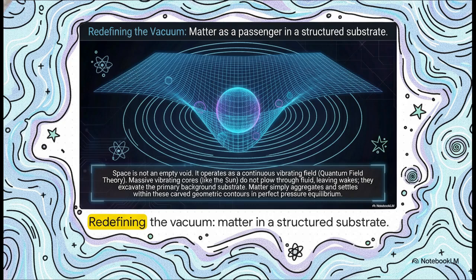Okay, let's dive into this, because the empirical reality backed by massive telescope datasets and quantum field theory is that space is actually saturated. It operates way more like a continuous vibrating fluid, basically a massive cosmic ocean. So rather than just plowing through an empty void and leaving wakes behind them, massive vibrating cores like our sun actually excavate this primary background substrate. They physically carve out geometric contours in this non-vacuum medium, and matter simply aggregates and settles within those excavated zones. You, me, the Earth, the stars, we are literally all just passengers riding in a structured fluid.